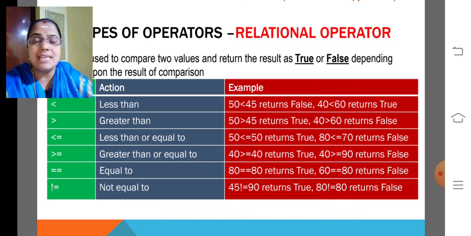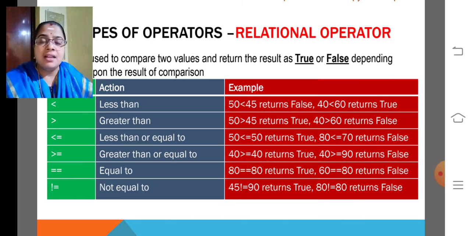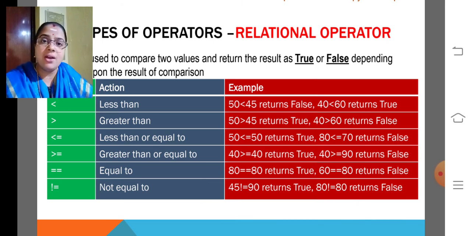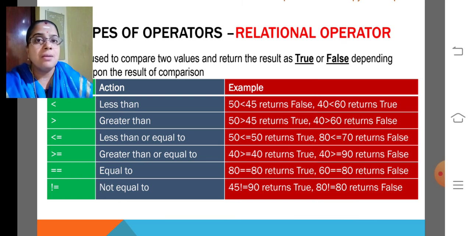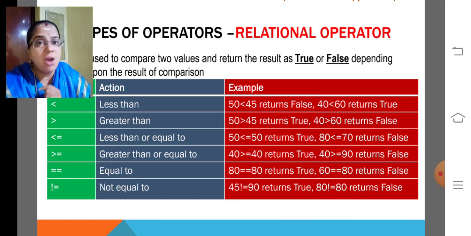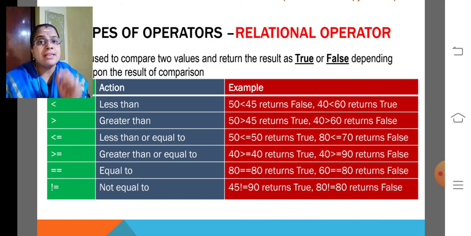There are some examples given in the slide for relational operators: less than, greater than, equal, not equal, like that. Please do remember, for checking equality, we have to use double equal. For checking non-equality, we have to use exclamation mark and equal.